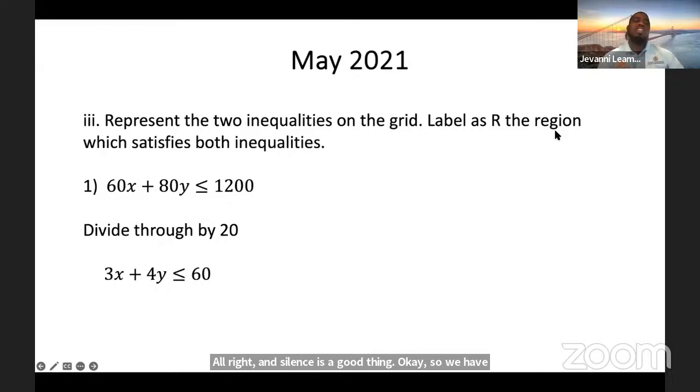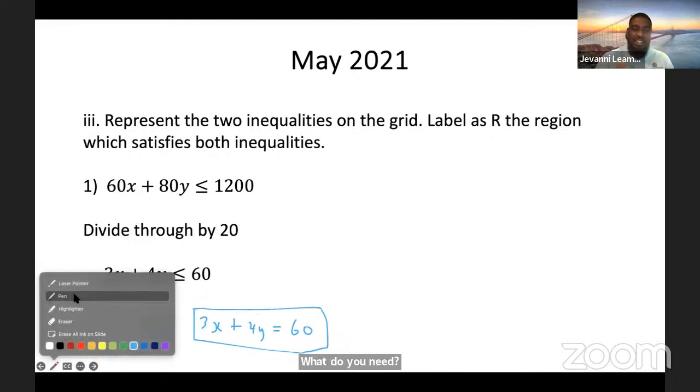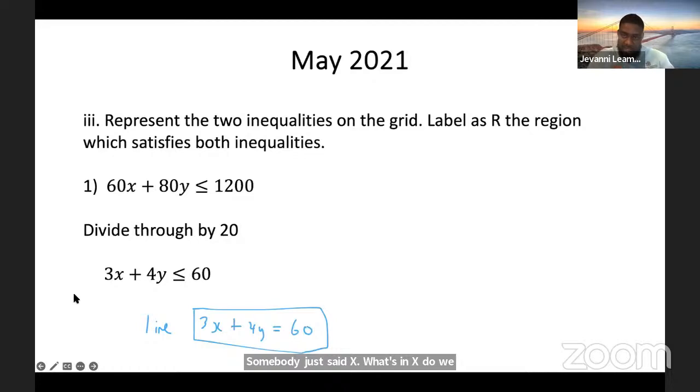Now, what would I need in order to plot the line for this? If I had 3x plus 4y equal to 60, what would I need in order to plot the line of 3x added to 4y equal to 60? What would I need? What do we need in order to plot a line?